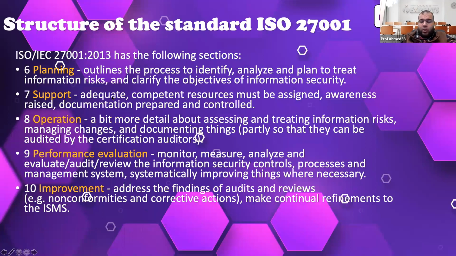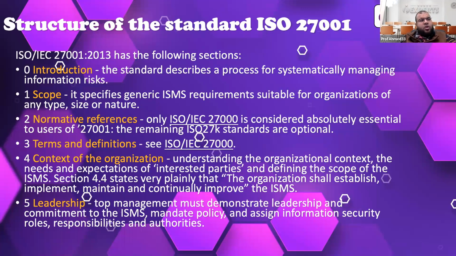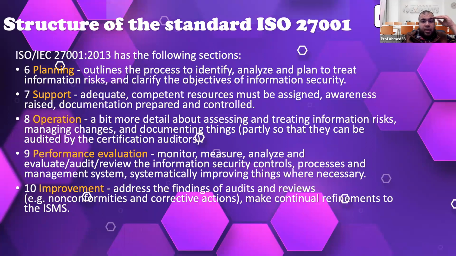In ISO 27001, you have 10 sections: the introduction, scope, normative references, terms, and the context of the organization, clause number 4, which covers setting the scope of the ISMS and defining the security controls. Then the leadership, the endorsement of upper management, and having policies, defined roles, responsibilities, and so on. Planning is the first one in plan, do, check, act: perform some sort of risk assessment, identify, analyze, and plan for information risks, and define the information security objectives.